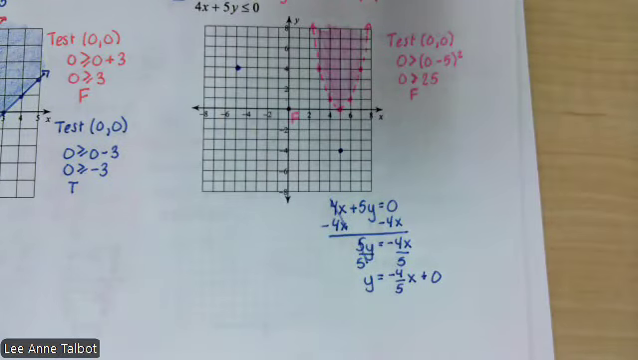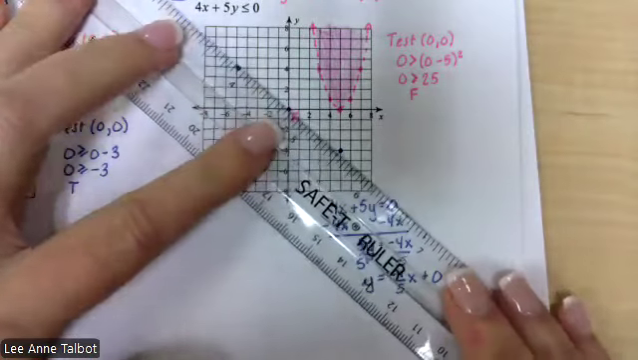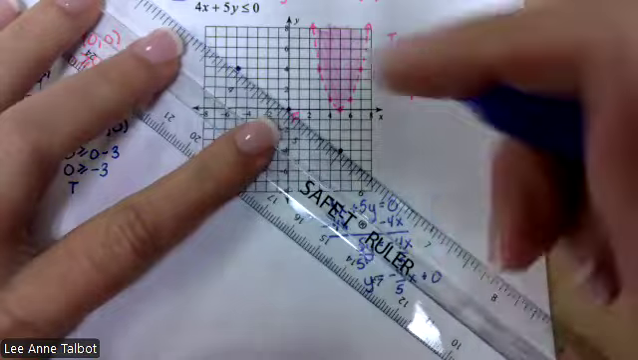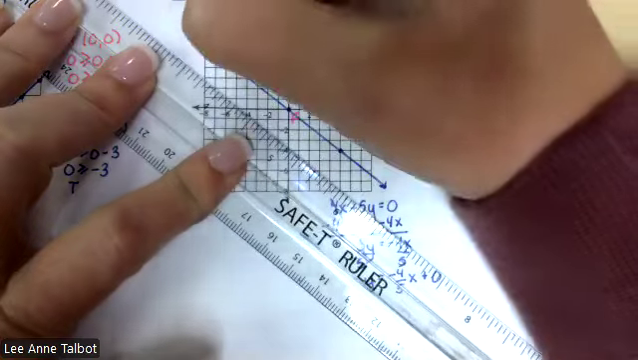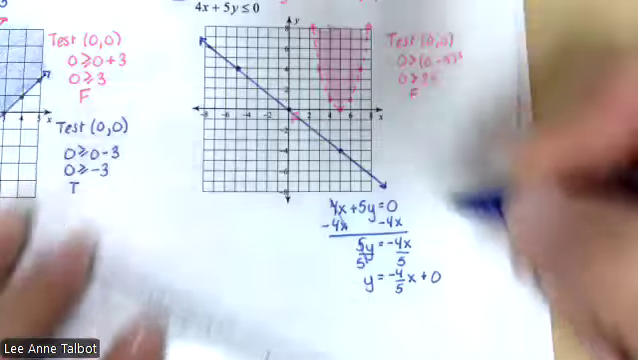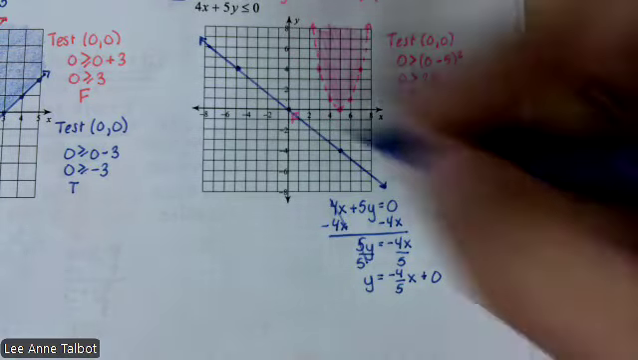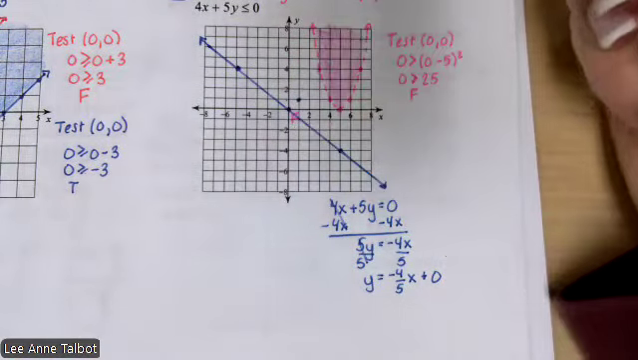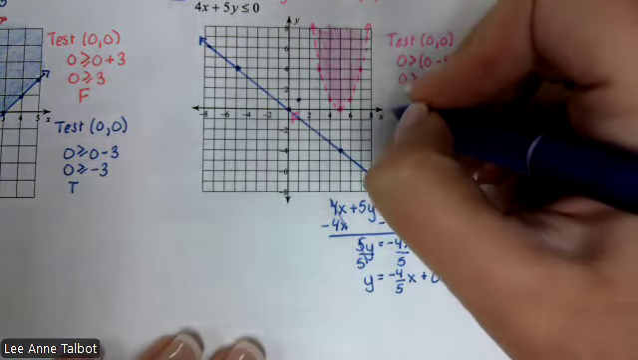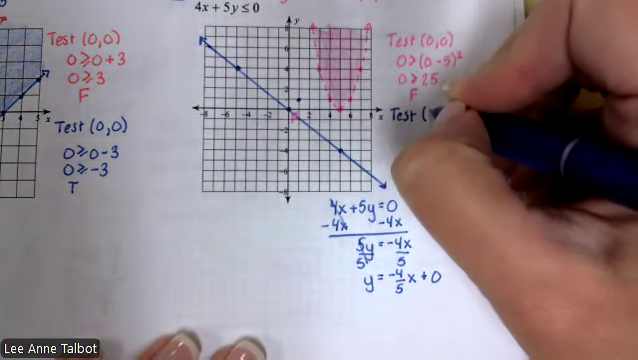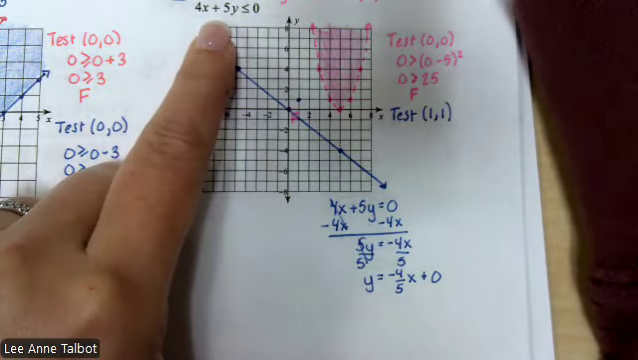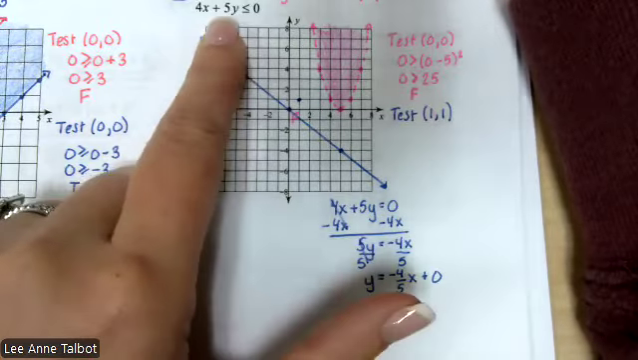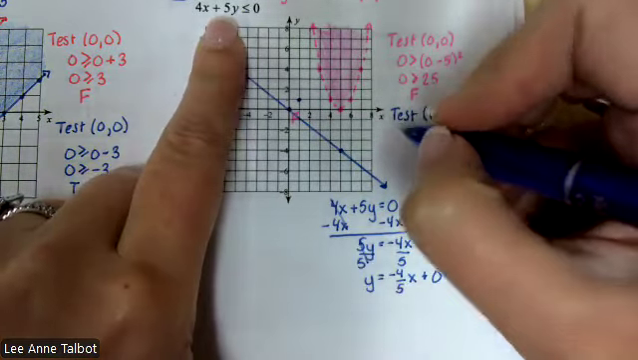This one's going to be solid with my safe T ruler. What do you want to do? I was gonna say 1, 1 just because it's easier to see what side of the line it's on. And it doesn't really matter, but the important thing is plug it back in before you messed with it at all. So back to the original.